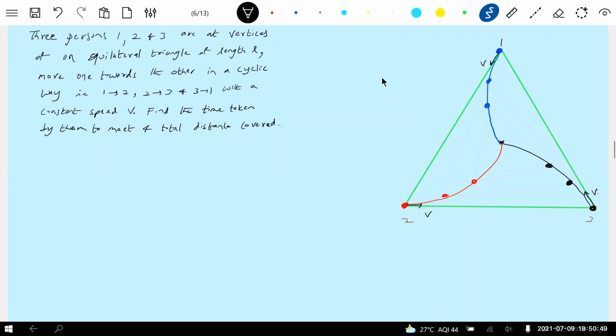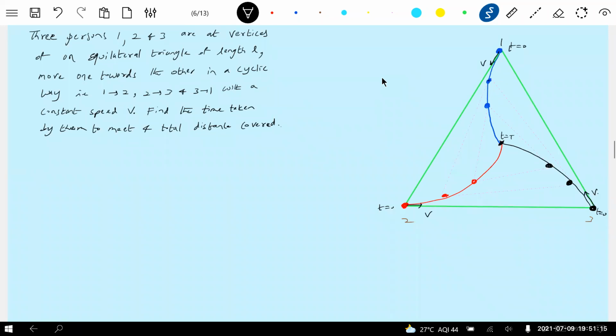Like this, what happens? There will be other vertices of the triangle, and the perimeter of the triangle will keep on decreasing. Finally, they'll meet at this particular point. At t equals 0 they were here, and after some time t, all will meet here. But what is the speed everywhere? The speed will be constant.